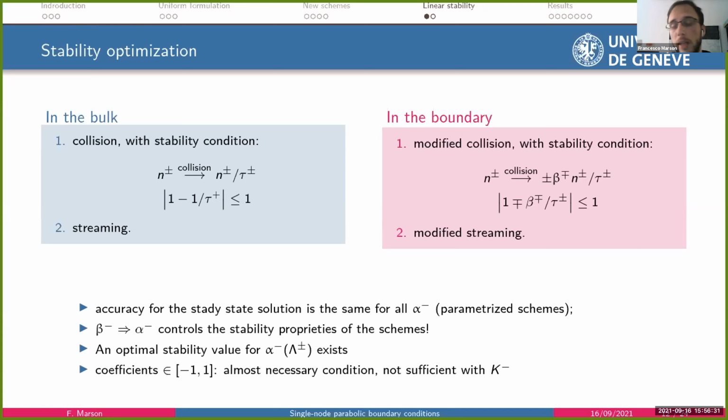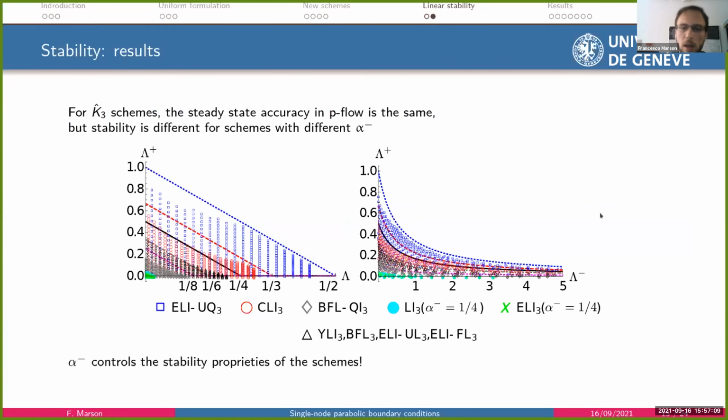We can reformulate it in an equivalent way for the boundary if we interpret our boundary condition as a modified collision step. Then the condition will be very similar, but some coefficients of the closure will pop up in this condition. And given that we have the alpha minus free parameter, it will control this beta. So we will be able to control the stability properties of the schemes by tuning this parameter, and single out the most stable boundary scheme in each family.